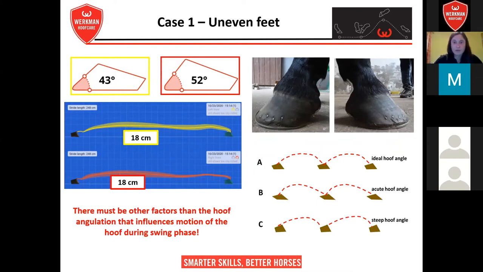But if you see our example, we have uneven feet with different angulations. So according to the theory, it should be an uneven flight arc as well. But there is no uneven flight arc. This horse has a very fine symmetrical flight arc between left and right forelimb. So there must be other factors in the hoof angulation that affect the motion of the hoof during swing phase. And that's what we will talk about in the next minutes. So this is the first case, raising some questions.